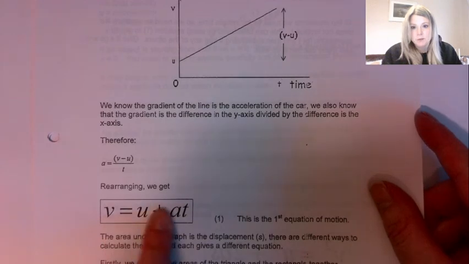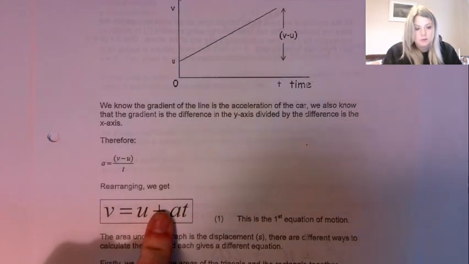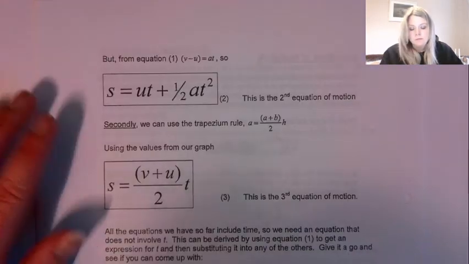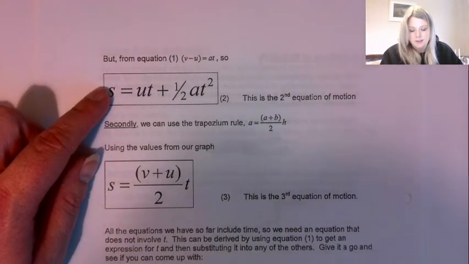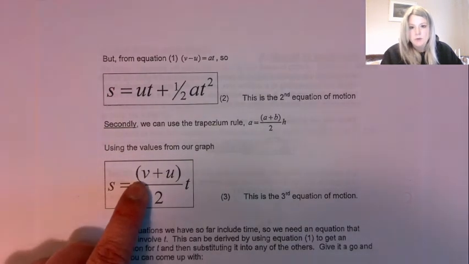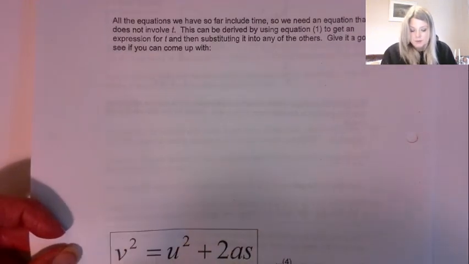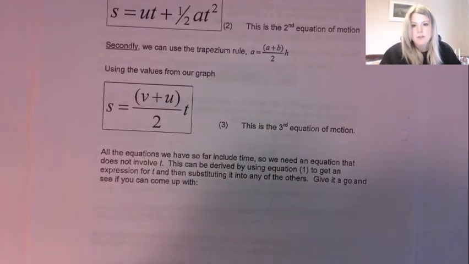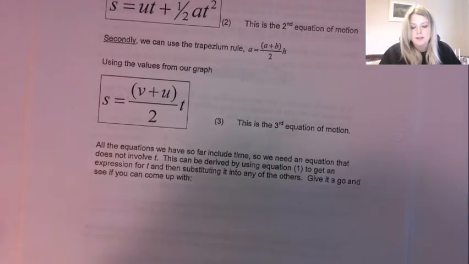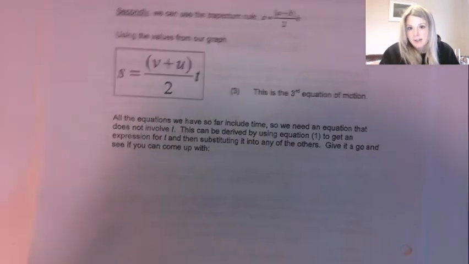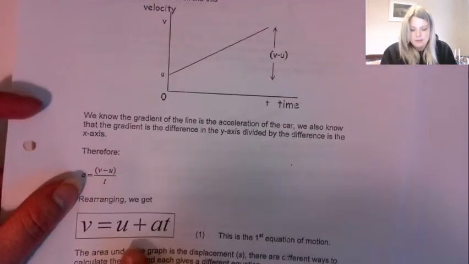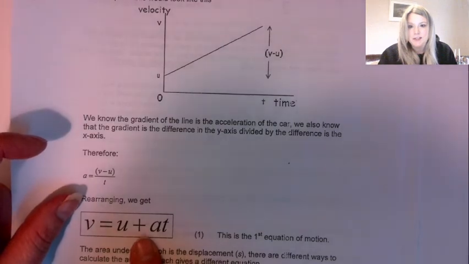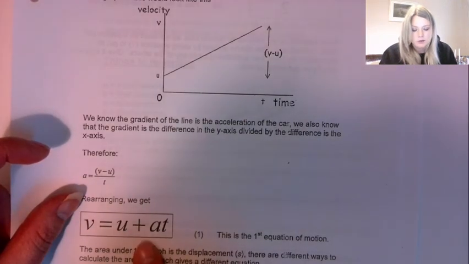So the equations: V equals U plus AT, the most commonly used one; S equals UT plus a half AT squared; and S equals (V plus U) over 2 multiplied by T; and then V squared equals U squared plus 2AS. Now, two of these are equations that you learn in year 11, okay? So V equals U plus AT is really just the acceleration equation, A equals (V minus U) over T, right?